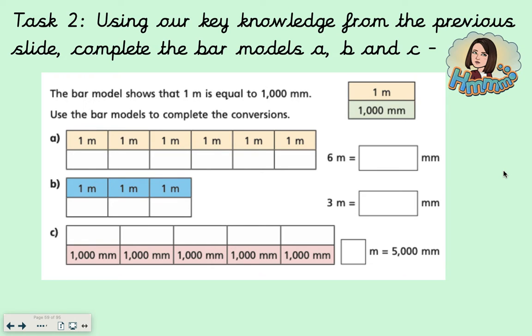I know a lot of you have been putting that the bar model helps more than the double number lines, and I would possibly agree with that as well because you can see it more clearly. Okay, so I'd like you to have a go at A, B and C using the bar models to complete these conversions.